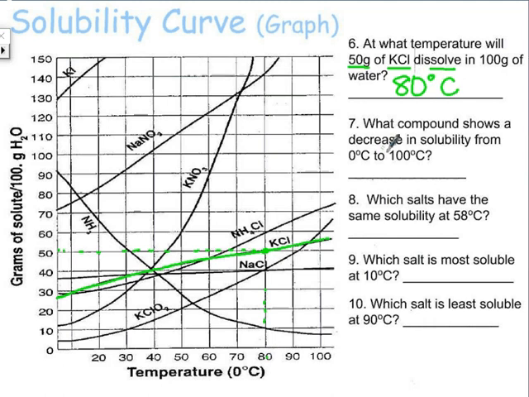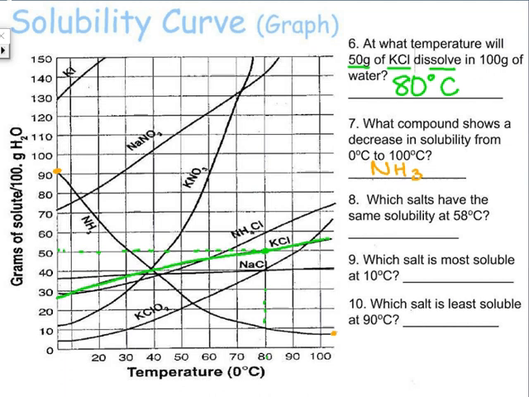What compound shows a decrease in solubility from 0 to 100? So which one of these lines shows it decreasing? Well, the only one that shows a decrease from about 90 to about 8 is this line. So I find the name of this line, NH3.